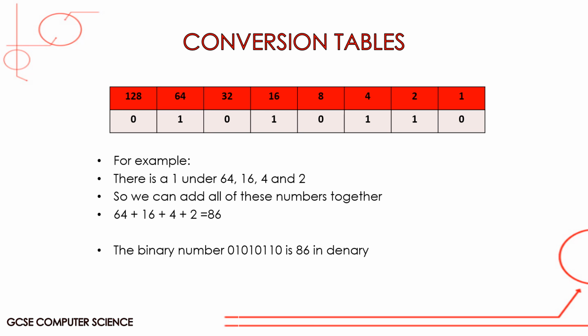If you are given a number in binary, you put the binary number into the table and add up all the numbers where there is a 1 underneath. For this example, you add 64, 16, 4 and 2 to get 86. So that binary number is 86 in denary.